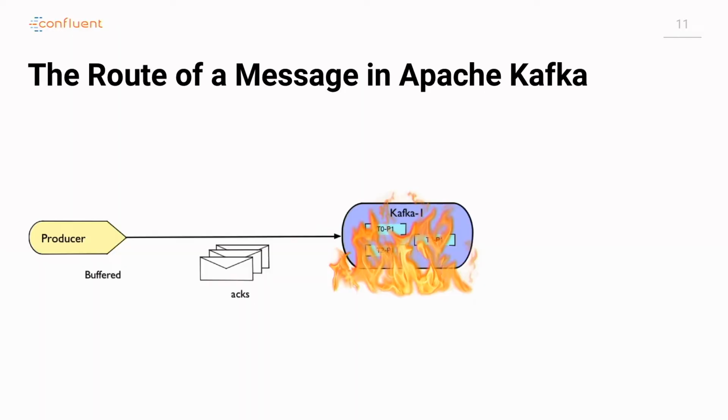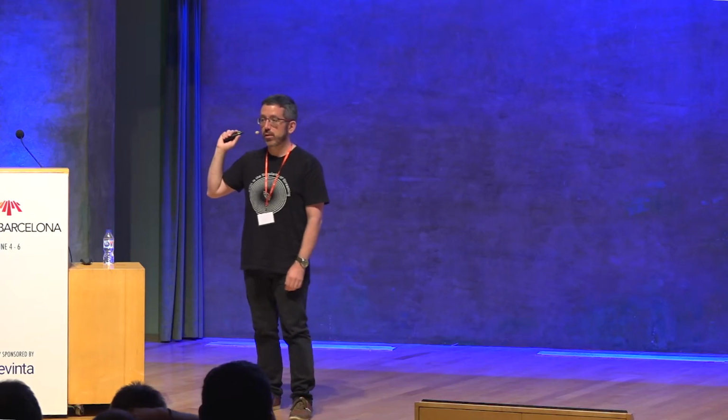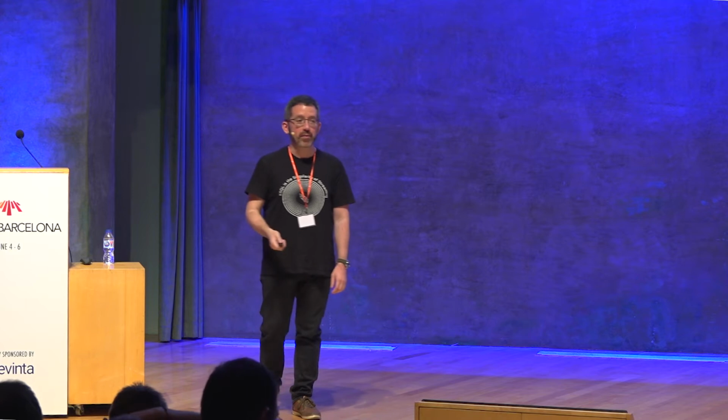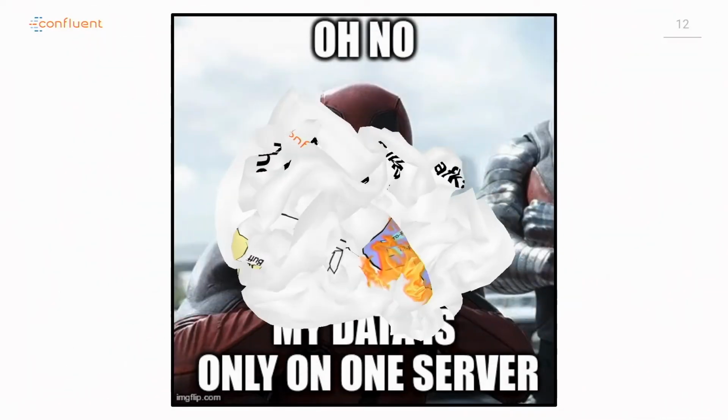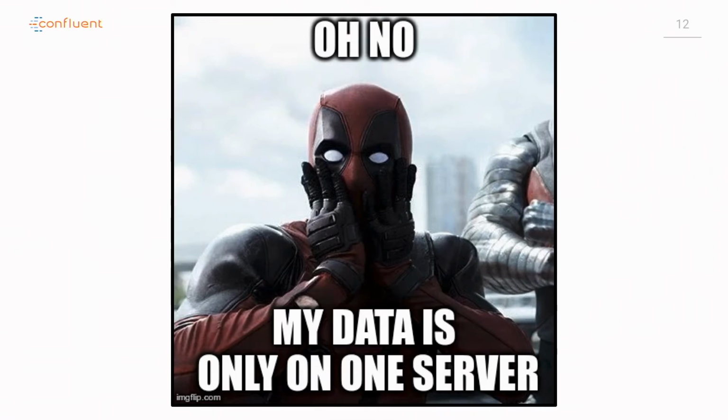But then this broker goes on fire. What are your producers going to do? They're going to keep retrying if you configure it. If not, they're not going to retry, and then they're going to throw an exception. So yes, you can run one node in Kafka, but probably you shouldn't. Oh no, my data is only in one node, in one server.